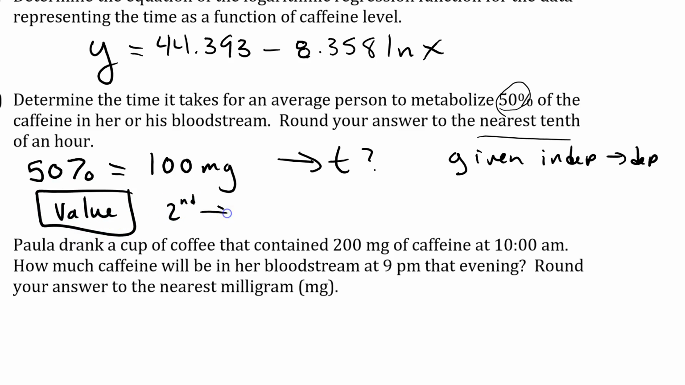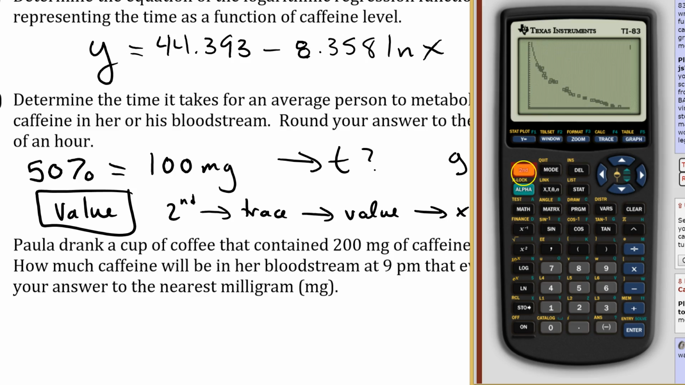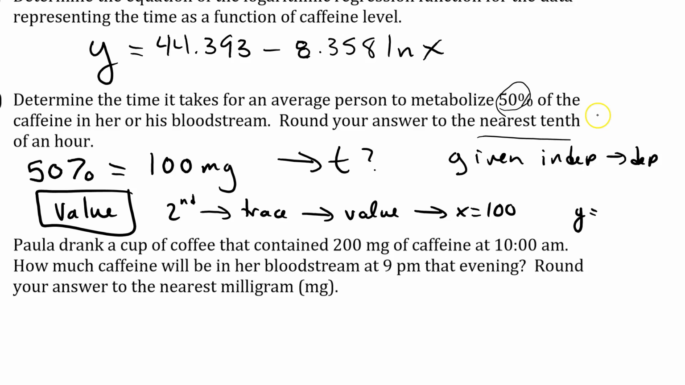So we're going to use value. So we go second, trace, value, x equals 100, and then my y equals, let's see, so I'm going to go second, oh, look at that lovely logarithmic function. Second trace, value, so x equals 100 milligrams, enter. Y is going to equal 5.9. And we want to round our answer to the nearest tenth of an hour, so we got it. So we know it's in hours. So after 5.9 hours, so almost 6 hours, we still have half the amount of caffeine in our bloodstream.